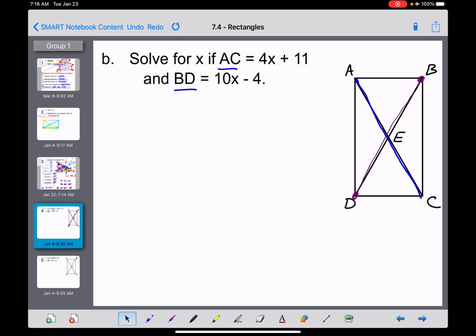Now, I should have put in the diagram here, in the text, that this was a rectangle. My mistake there, guys. But that's what we're going to run with right here. The diagonals must be congruent. So 4x plus 11 has to be equal to 10x minus 4. Diagonals are congruent in every rectangle. So what are we going to do, guys? I'm going to bring this 4x over to the right. 10x minus 4x is going to leave us with a 6x. And then I'll add that 4 on the left and get 15 right there.